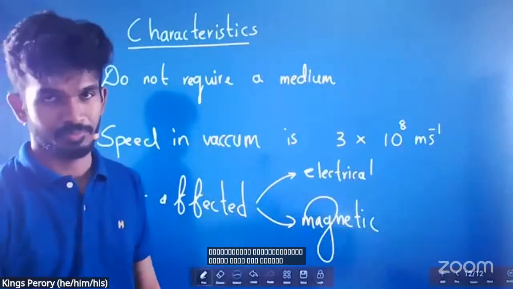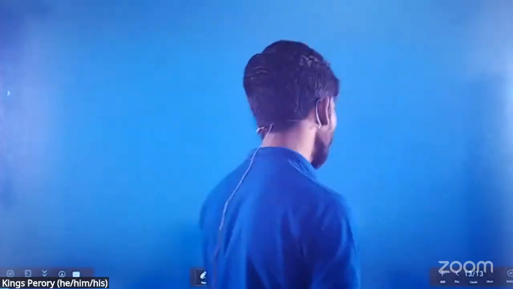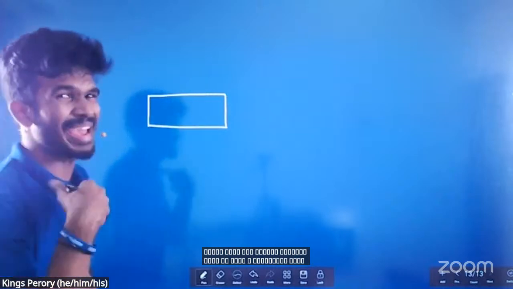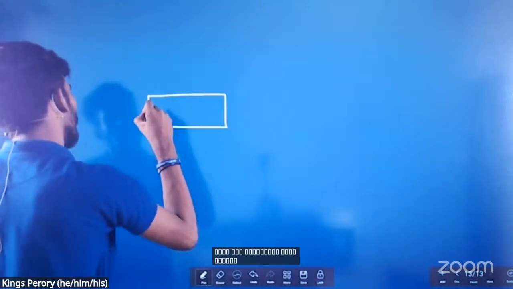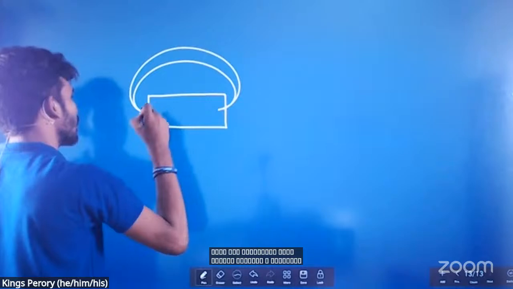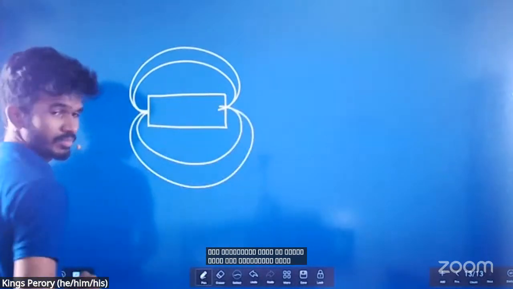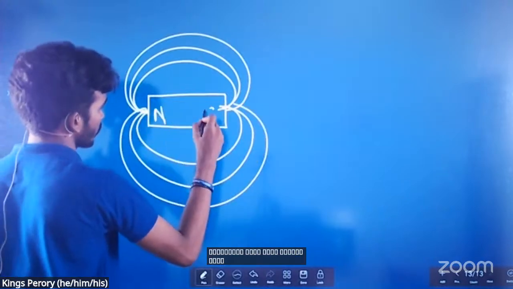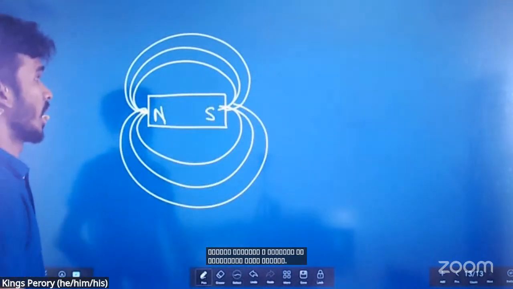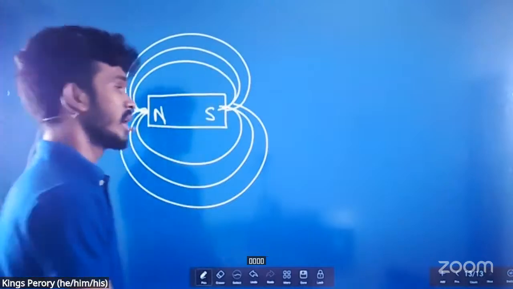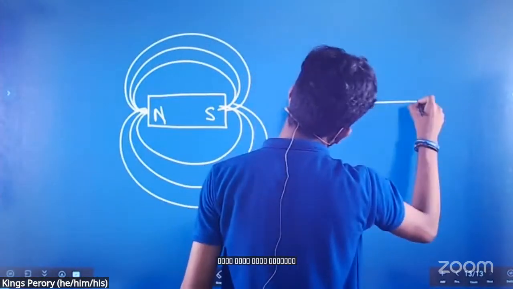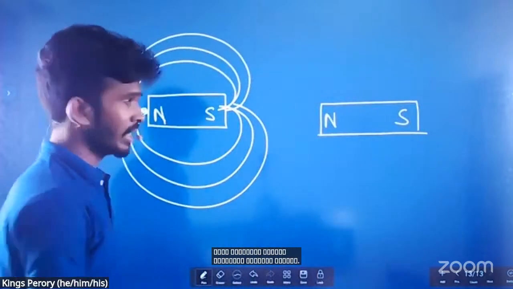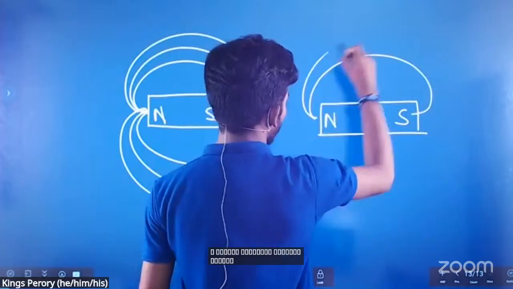That means, usually, what does magnetic wave mean? Around a magnet, you have a magnetic wave. You also call it a magnetic field. Around a magnet, you have a magnetic wave, magnetic field, north, south. This has a magnetic field. Let's say I bring another magnet closer. It also has a magnetic field.